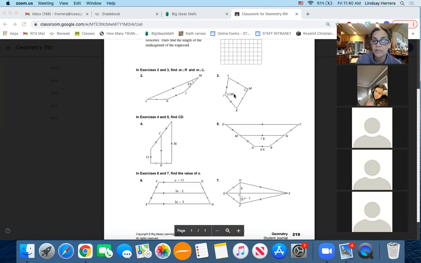So add up 130 and 90, subtract them from 360. That gives 140. Okay, so we have 140 degrees to split evenly between K and L. So divide by 2, and that's your answer for each of them.